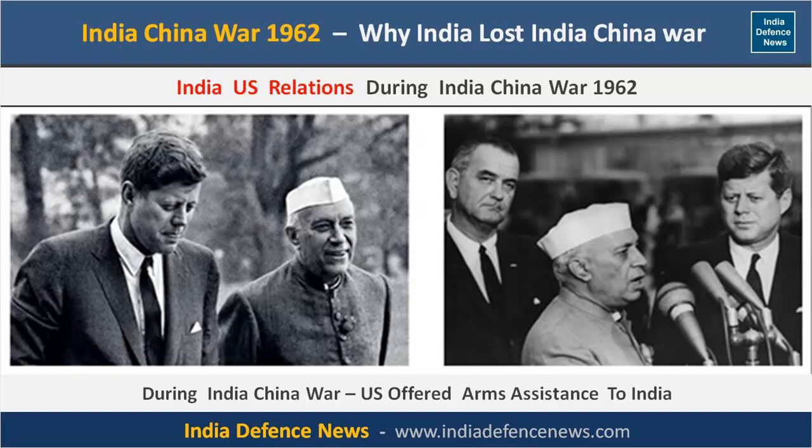The U.S. had come to India's rescue and helped India with arms. The U.S. had also agreed to intervene and provide military support to the Indian forces. In fact, the U.S. had kept the plans ready to send the USS Kitty Hawk aircraft carrier to the Bay of Bengal to support Indian forces.